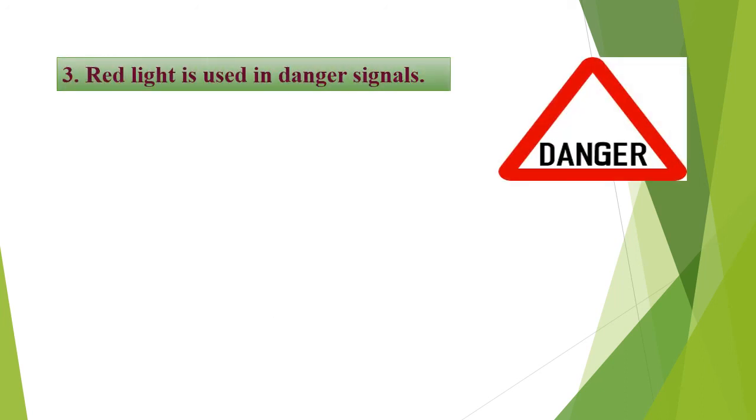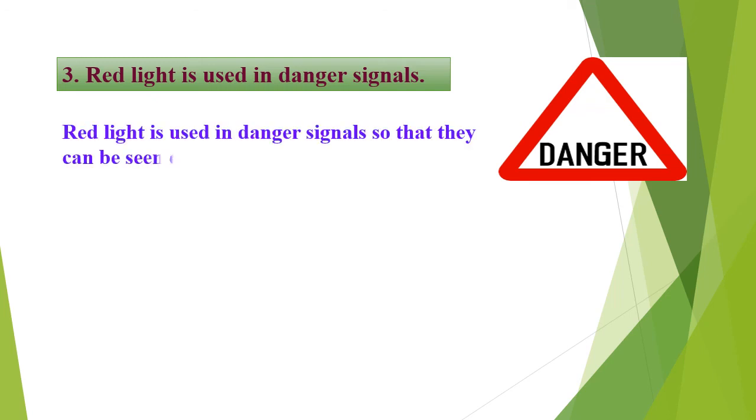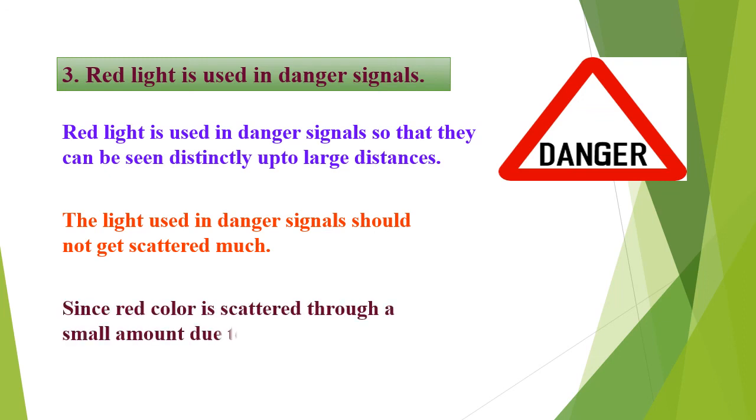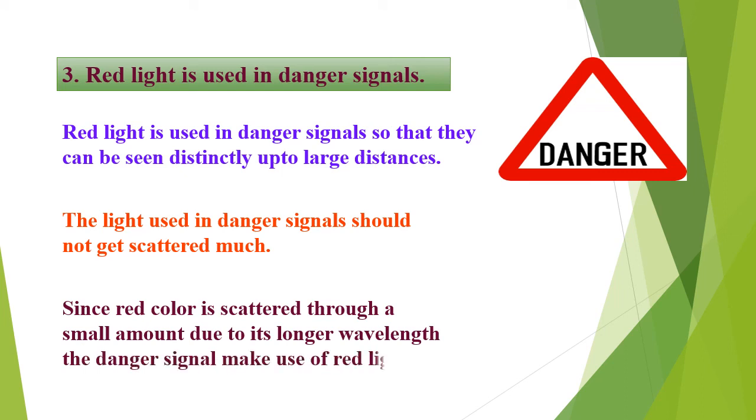Now, red light is used in danger signals. Why? Red light is used in danger signals so that they can be seen distinctly up to large distances. Other colors are scattered more. For long distances, red color is the least scattered. That's why danger signals are made of red color. The light used in a danger signal should not get scattered much. Since red color is scattered only a small amount due to its longer wavelength, the danger signal makes use of red light.